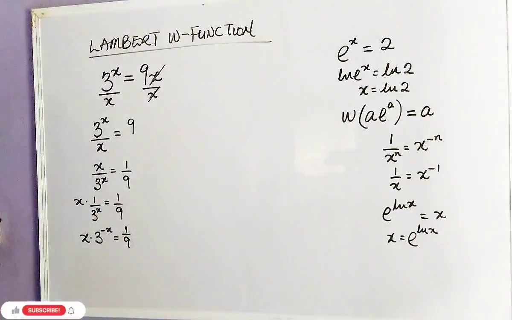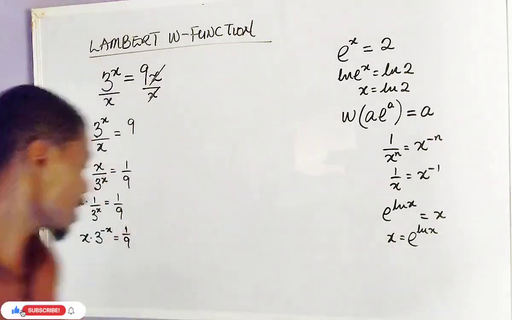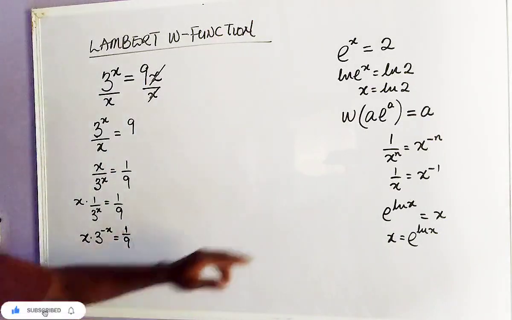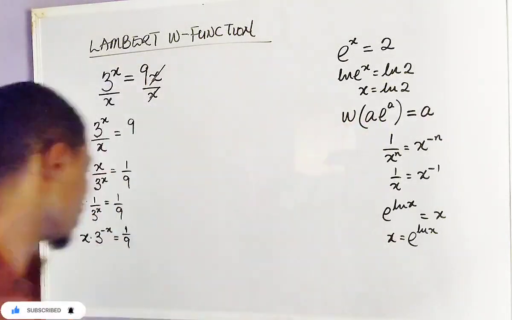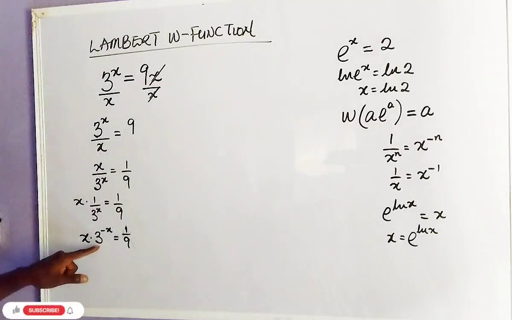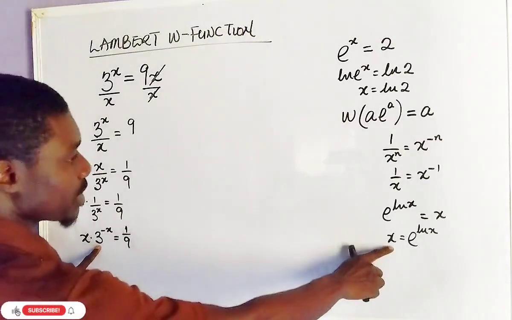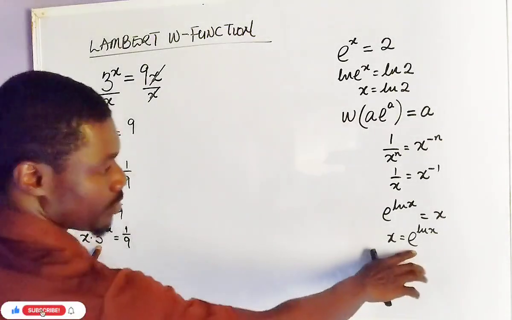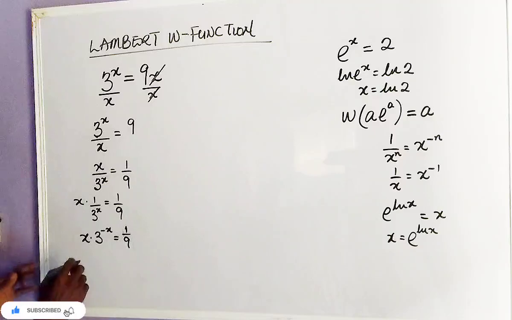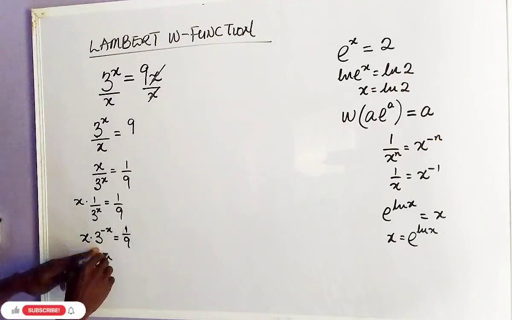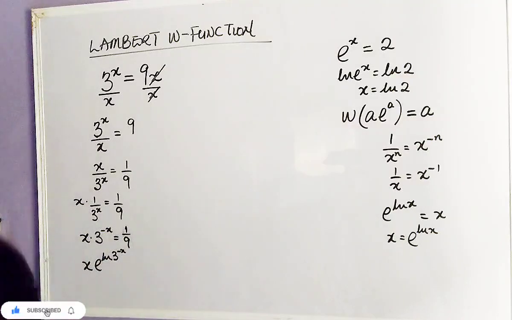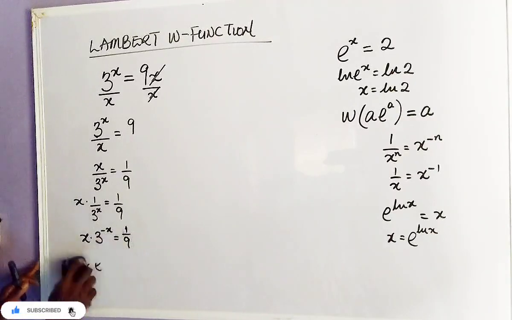Now if you apply this rule here, take note that our goal is to ensure that we come up with an expression or an argument like this. So our x here can be put in this form, which implies that we can write x as e to the power of ln x, then times 3 raised to the power of minus x. Sorry, let me make it clearer.